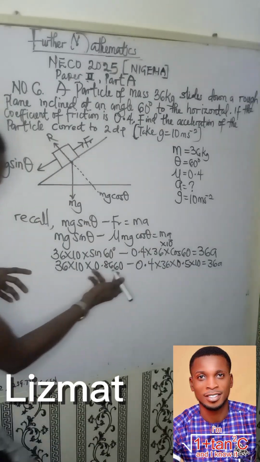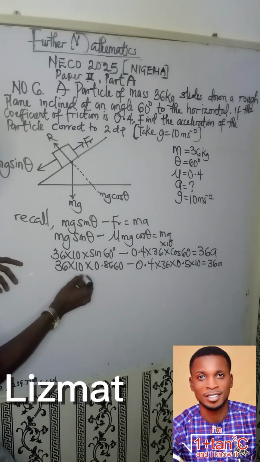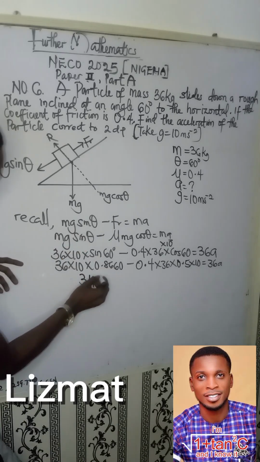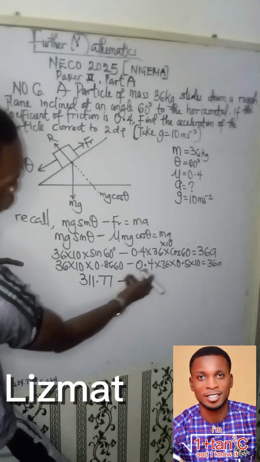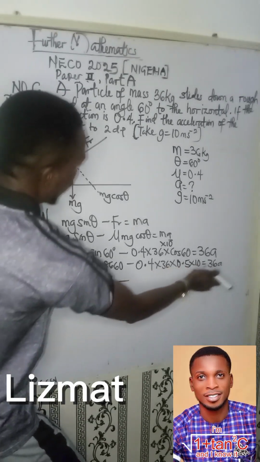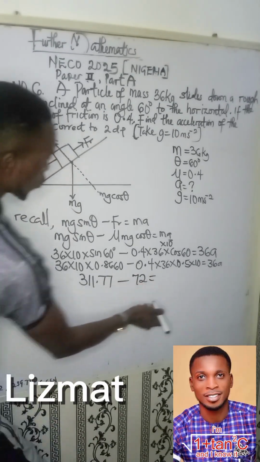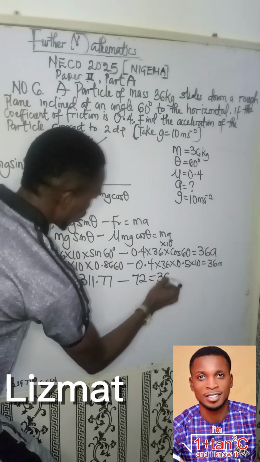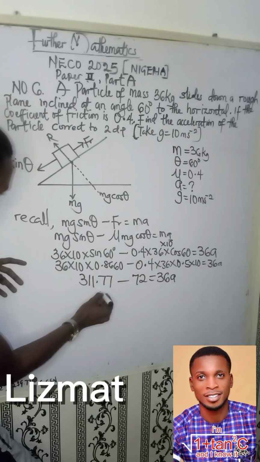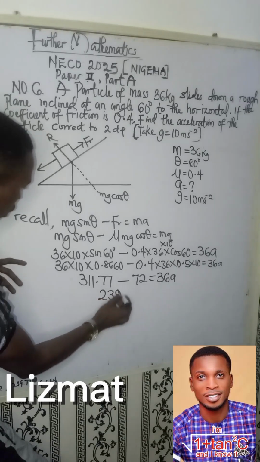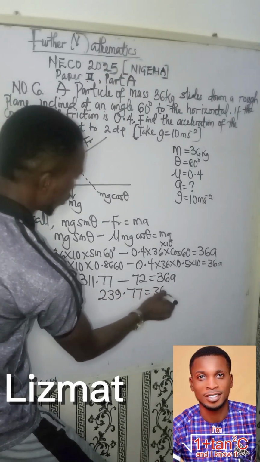If you multiply 36 times 10 times 0.866, you are going to get 311.77 by calculator. Then 0.4 times 36 times 0.5 times g, 10, you are going to get 72. Then 36a. If you subtract this from this, you are going to get 239.77, which is equal to 36a.